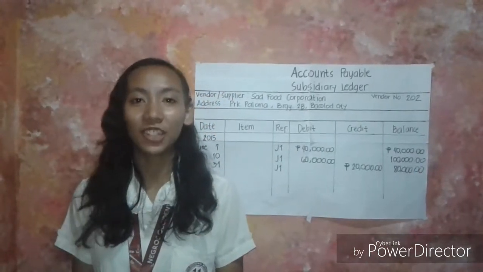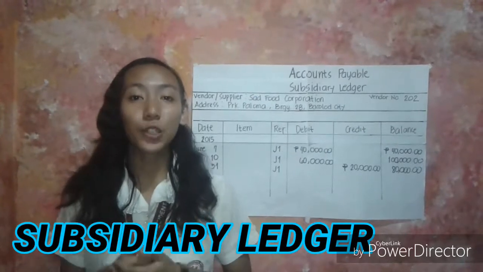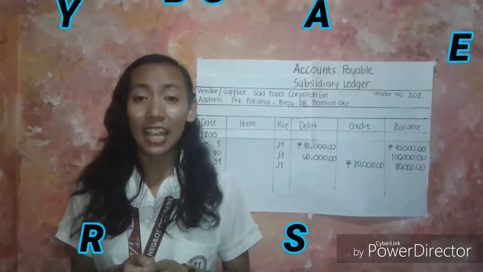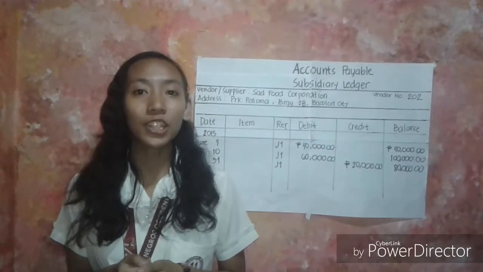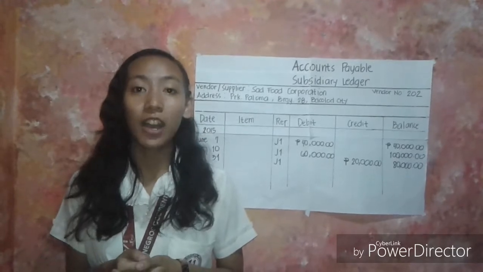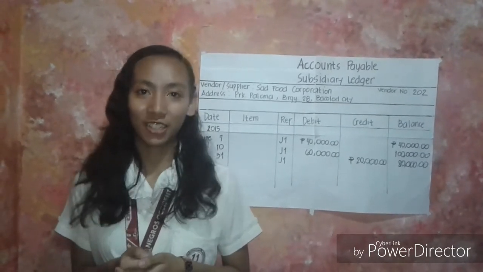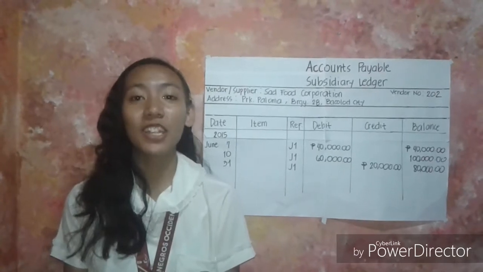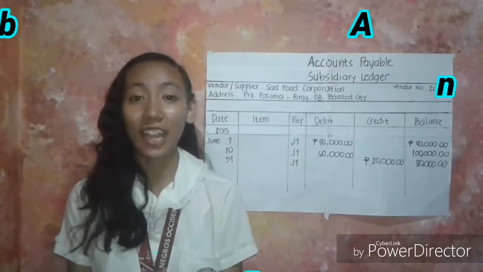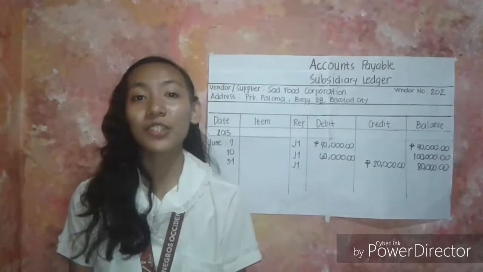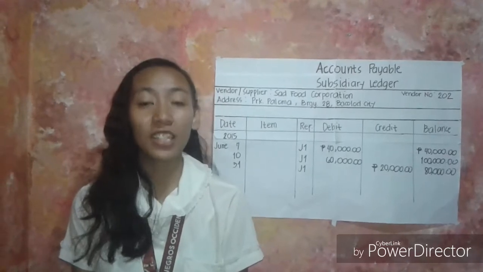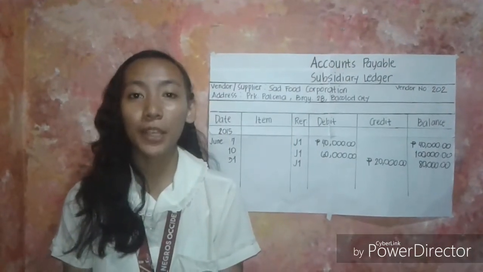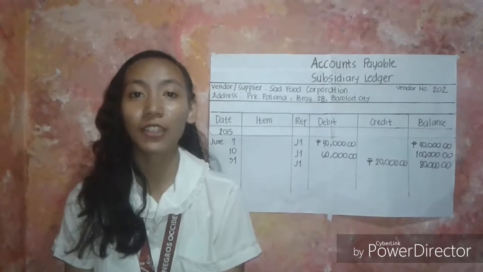The second type of ledger is a subsidiary ledger. It is a group of accounts with similar characteristics. It is an additional record to the general ledger to track the per individual account balance of companies, customers, and creditors. There are two types of subsidiary ledger, the accounts receivable ledger and the accounts payable ledger. Accounts receivable ledger is used to track the individual account balance of the company's customers. The accounts payable ledger is used to track the accounts payable balance of the company's creditors.